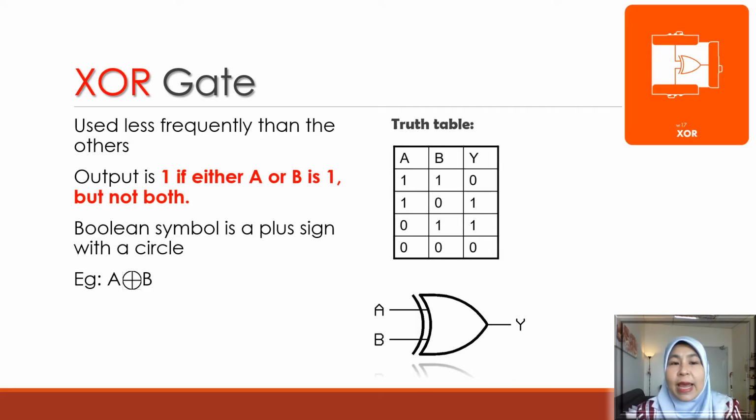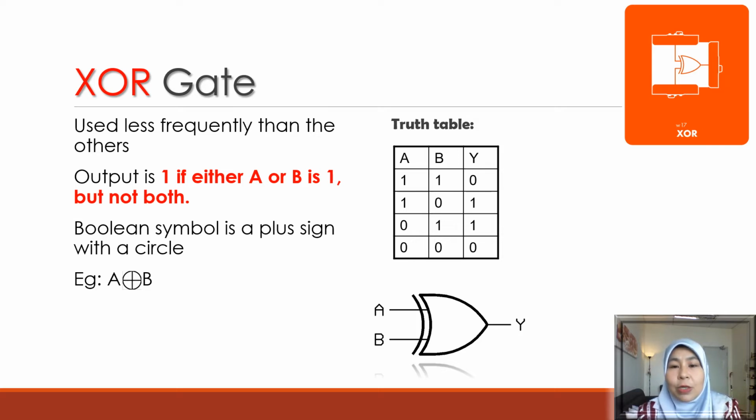Next, we are looking at the XOR gate, also known as exclusive OR. So how we write it is XOR. It is used less frequently than the others. The output is 1 if either A or B is 1, but not both. It will only produce an output of 1 if only one input is true, or 1. The Boolean symbol is a plus sign with a circle around it. The example of how we write the equation is A, and then the symbol, B.